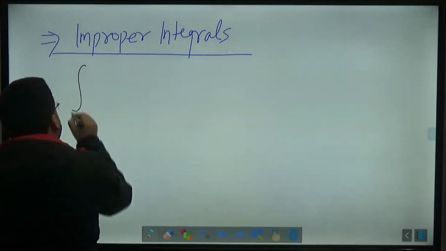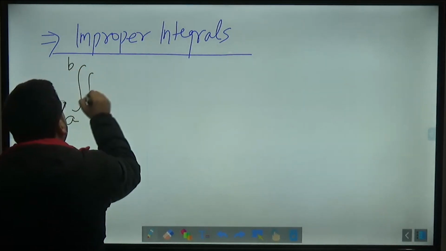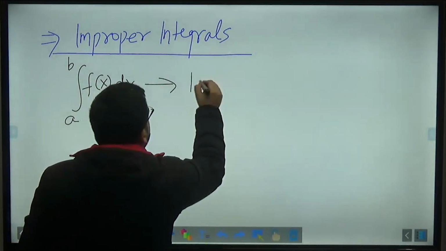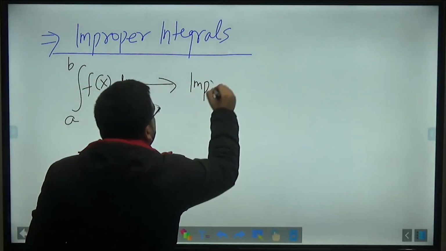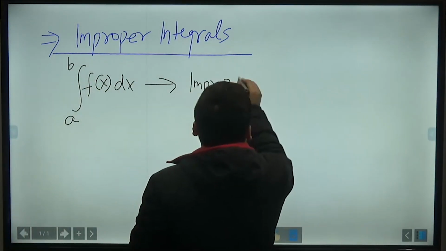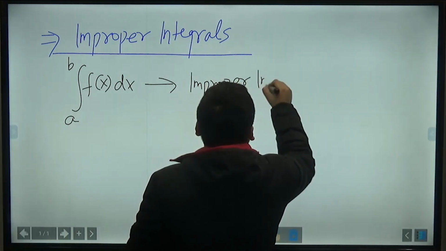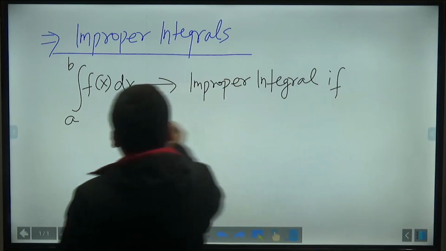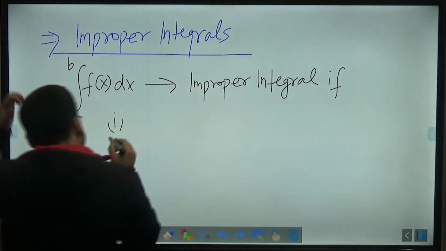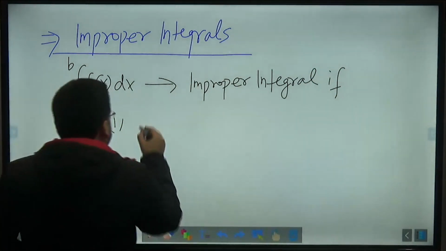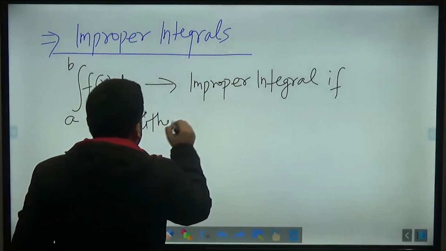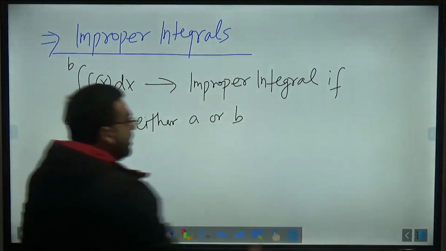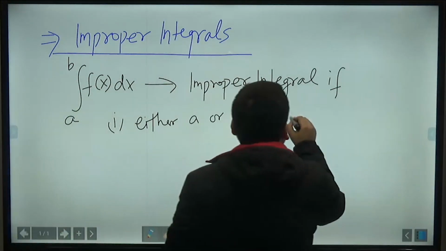Right. A particular integral, that is your integration from a to b, f of x dx, it is said to be an improper integral if, number 1, either a or b is infinite. Either the lower limit or the upper limit is unbounded.